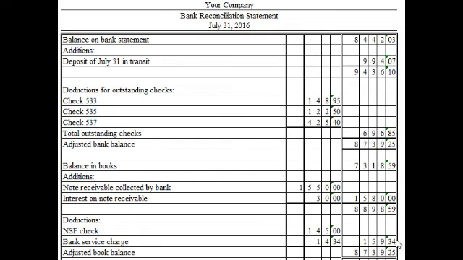So once I do that, if I do everything correctly, the adjusted bank balance and my adjusted book balance should match. When we do that, this is what we call bank reconciliation.